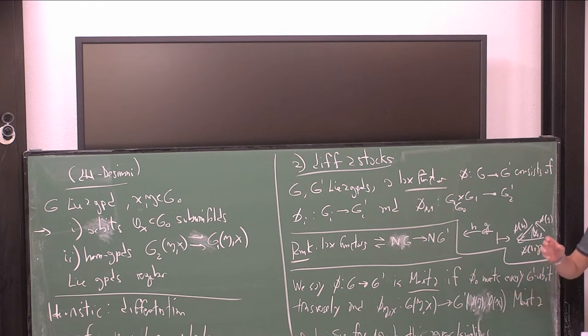And the smoothness in essentially surjective is just meeting every orbit transversely. Just that.